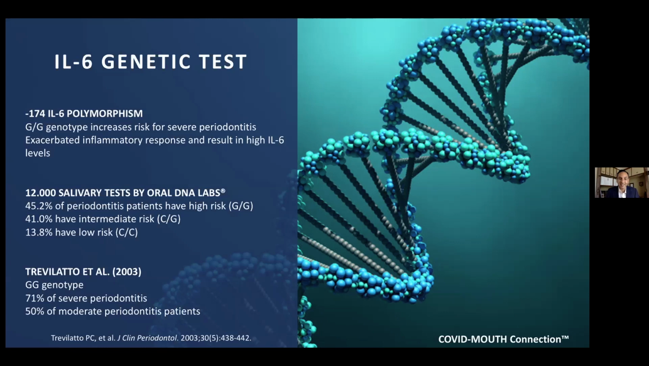So this is a skewed population because these are a lot of times people that already have issues. But we've seen other studies by Trilovato that talks about GG being 71% of periodontitis patients and 50% of moderate periodontitis patients. So if people know genetically what their IL-6 susceptibility risk is, they can better make decisions on if they need to get cleanings more often, if they need to, with COVID, be a little bit more cautious in leaving their homes and wearing masks. If someone is a low risk, perhaps they may not be in as much of a risk.